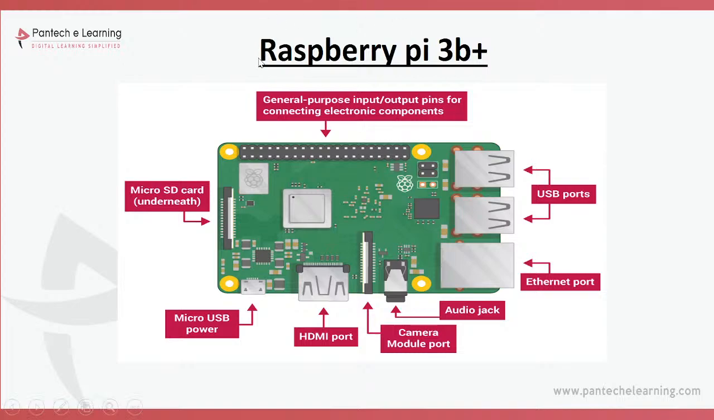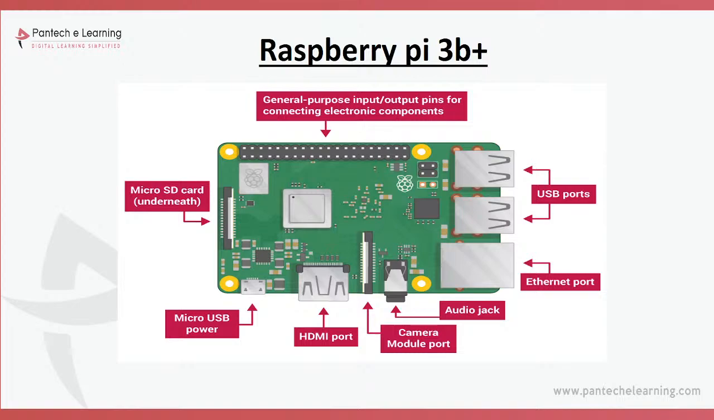Next, these are the GPIO pins, general purpose input and output pins, for connecting electronic components. Electronic components means sensors, like IR sensor, ultrasonic sensor, PIR, moisture sensor. These are the sensors we can connect here. How many pins will be there? Totally 40 pins will be there. The 40 pins we will call GPIO pins or board pins. Two names will be there.